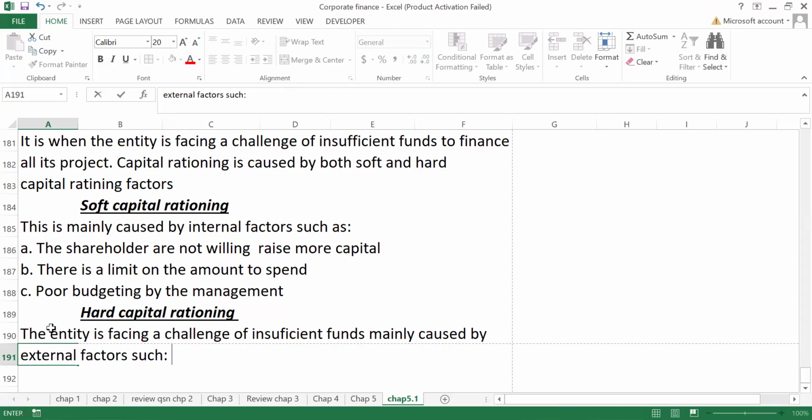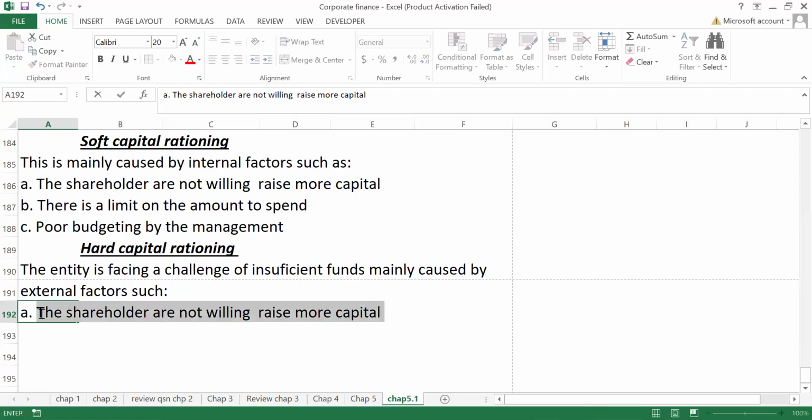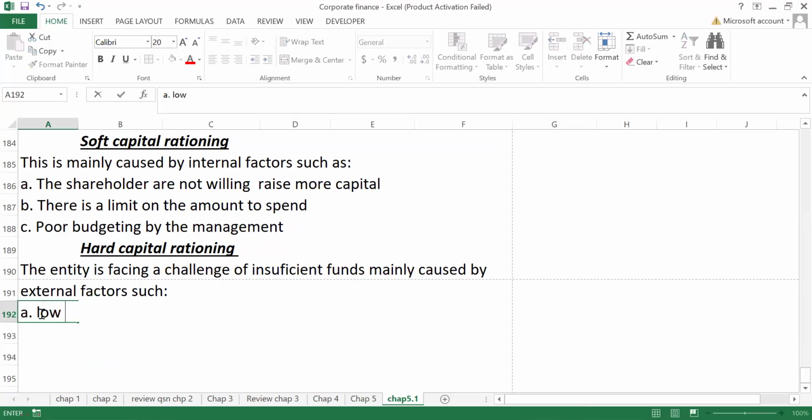such as low price of shares in the market. You find that the price of a share is very low in the market, so it becomes hard for the company to raise the money or the capital it wants, because the share price in the market is very low.